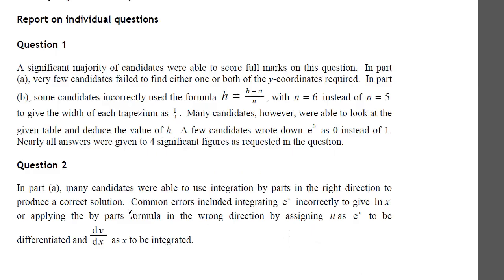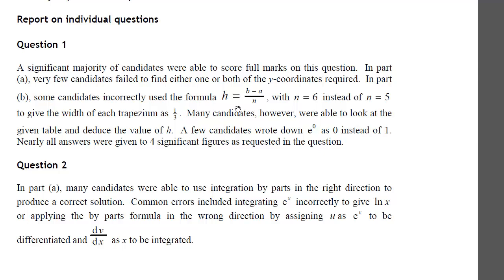So this is the examiner's report, and it says a significant majority of candidates were able to score full marks on this question. Significant majority means a lot of people. In part A, very few candidates failed to find either one or both of the y coordinates. So most people could find the calculation. In part B, they incorrectly used the value of h. Now this is a common mistake.